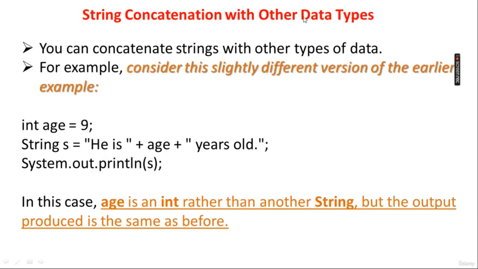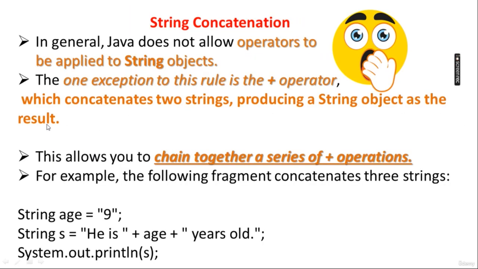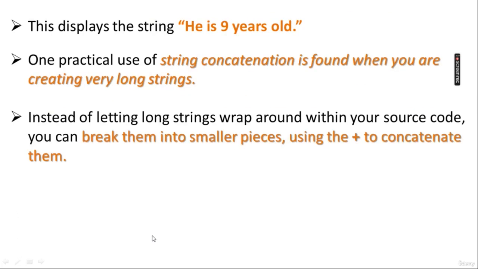There is string concatenation with other data types. You can concatenate a string with other data types. For example, consider "He is " plus age plus " years old", so age is replaced by 9. But age is an integer. In the previous example, age was a string. So you might be thinking that only strings can be added here, but no, this is not the case.